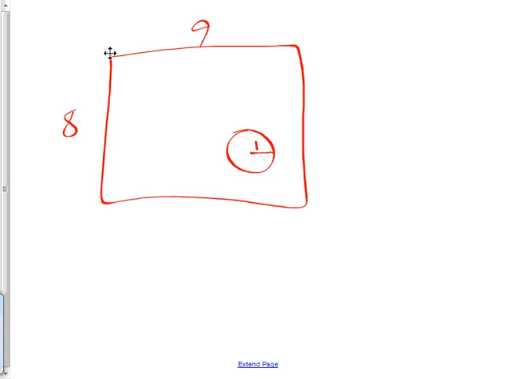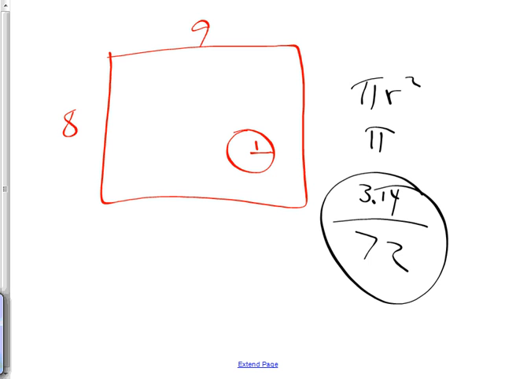All right, so there's your answer for this one. The top is 3.14 because that's the area of the little circle, over the bottom, which is 72. 9 times 8 is 72. Divide them, and you've got your answer.